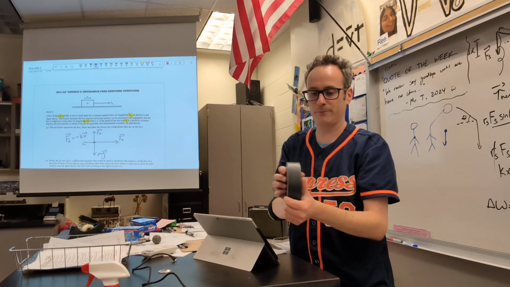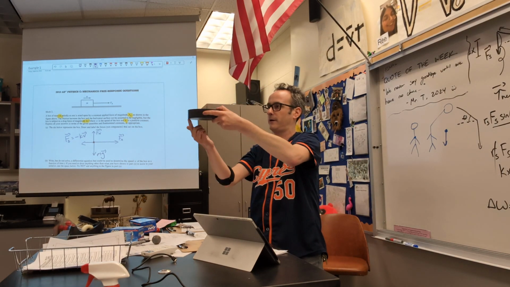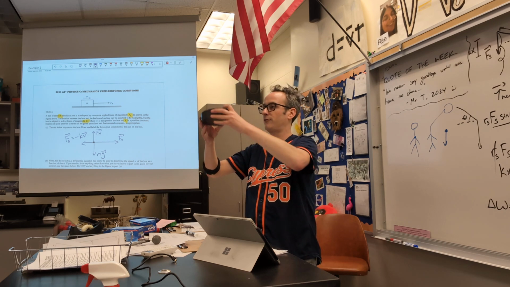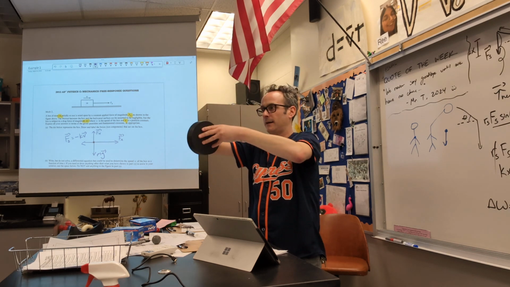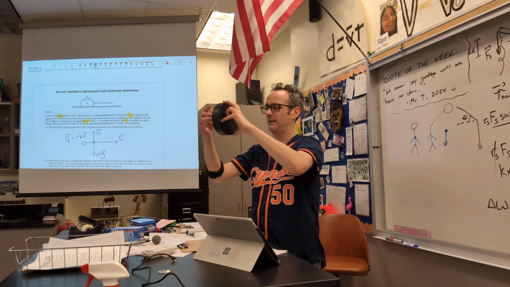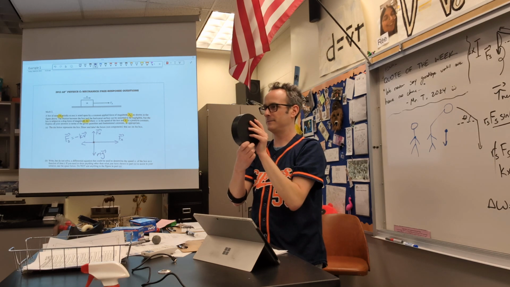And if I had something falling like this, the cross-sectional area would be this circle, right? Because that's the thing that's pushing against the air. But if I dropped it like this, then the cross-sectional area would be almost like a rectangle here.